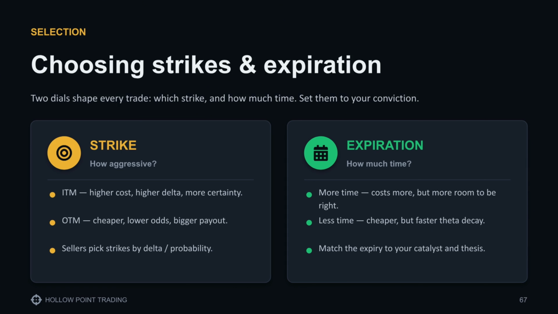Choosing your strikes and expiration dates is all about tailoring the trade to your conviction. In-the-money strikes offer higher delta and more certainty, while out-of-the-money strikes are cheaper with larger potential payouts. Match your expiry to the catalyst you expect, keeping in mind how time decay affects your chosen strategy.